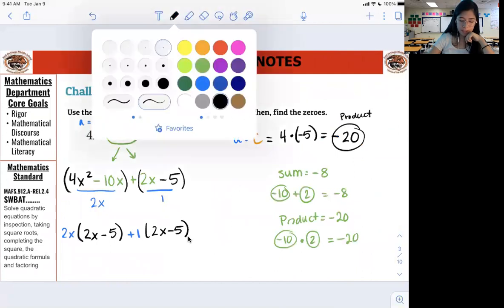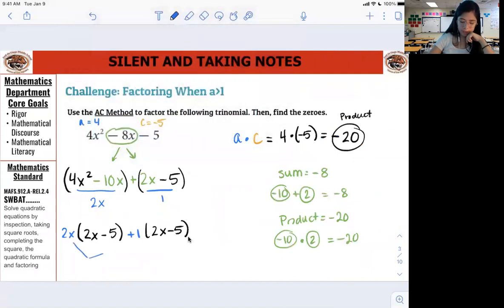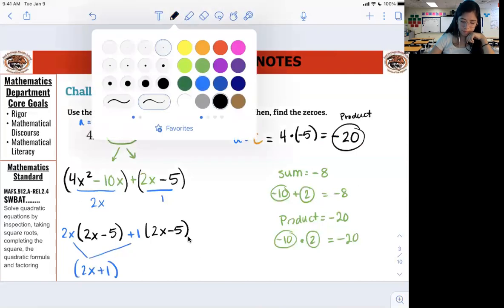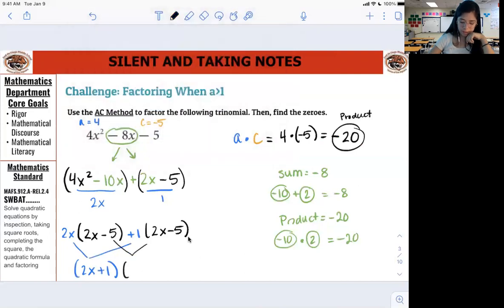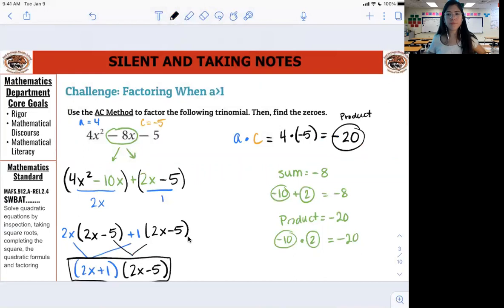So now the last thing I can do is bring these two together. So 2x plus 1. And then bring these two together, 2x minus 5. And that's my factored form. Take a moment, see if you have any questions about where any of those numbers came from.